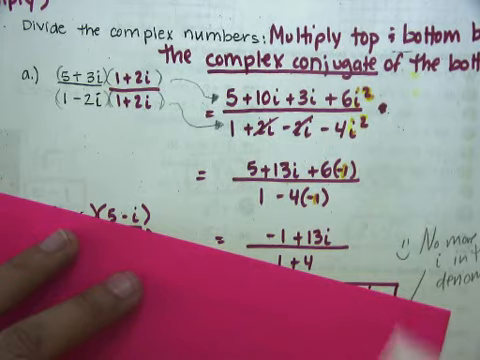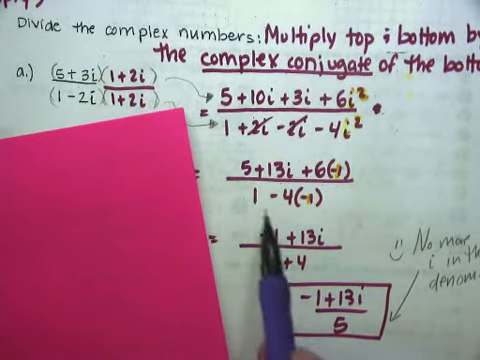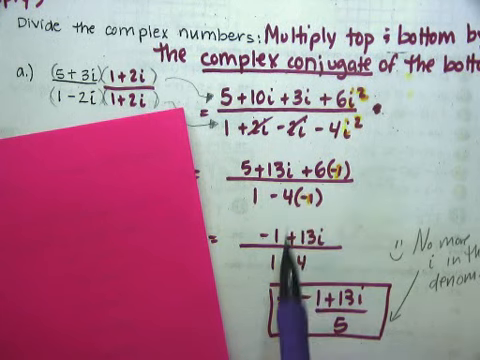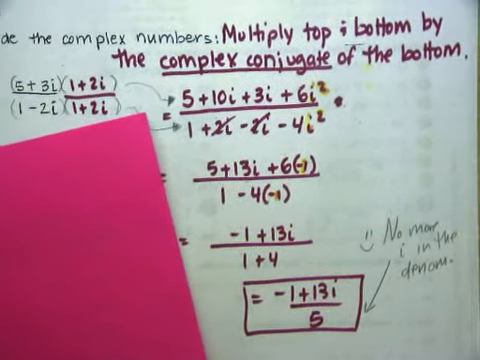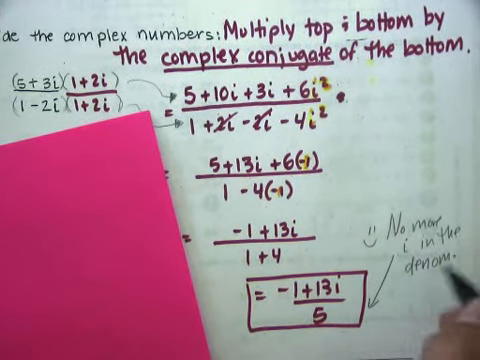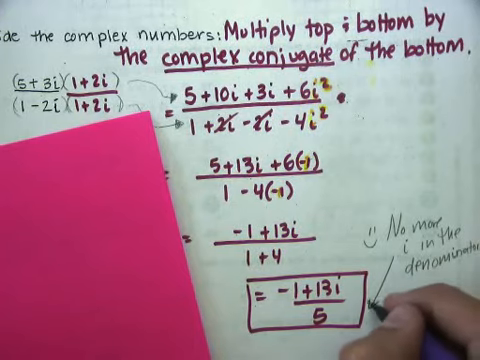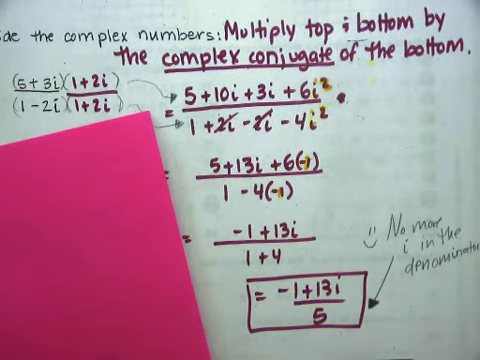And on the bottom, sorry, I'm trying not to reveal the last problem, we have 1, this changes into plus 4, so 1 plus 4 changes into a 5. And phew, we're finally done. Why we're happy is there's no more i in the denominator. Why do we not want i in the denominator? Well, because i is the square root of -1, and we can never have a square root left in the bottom of a fraction.